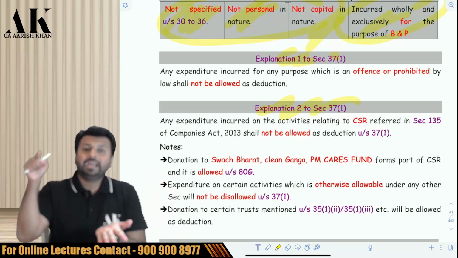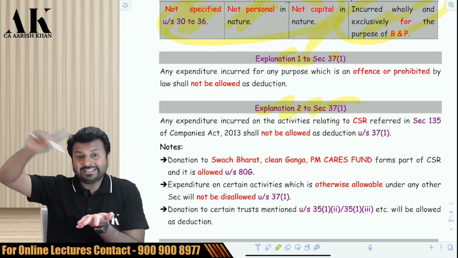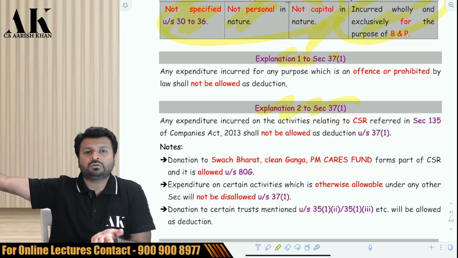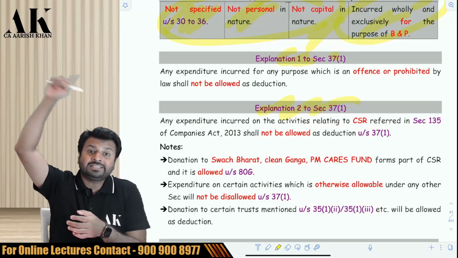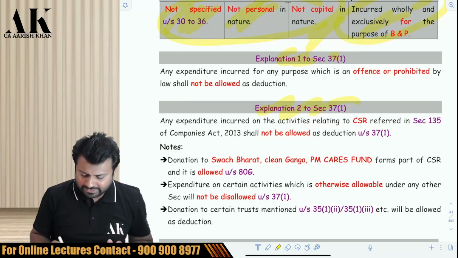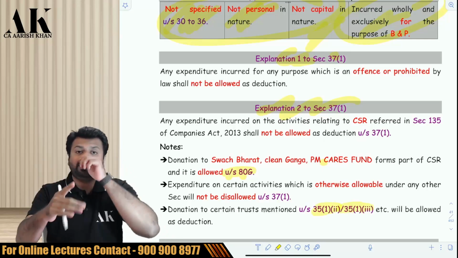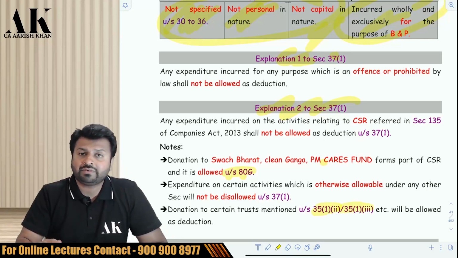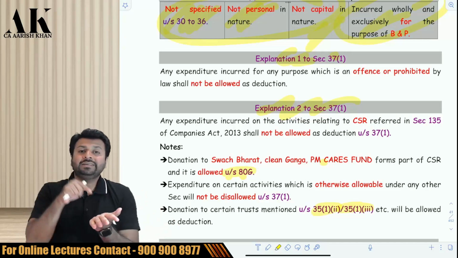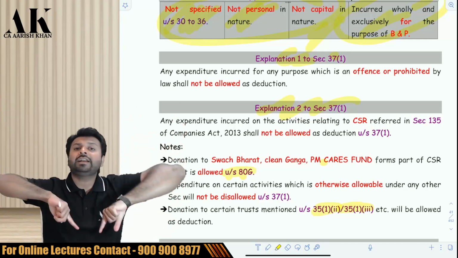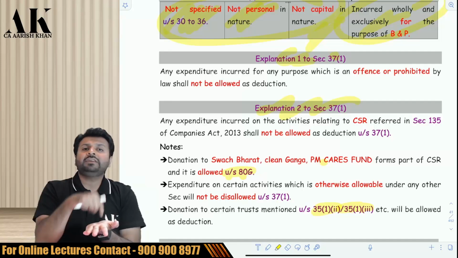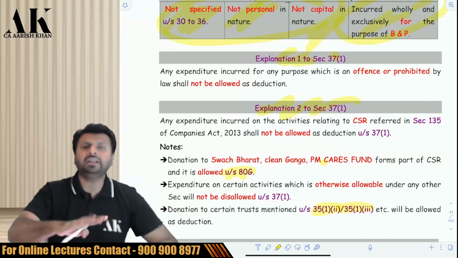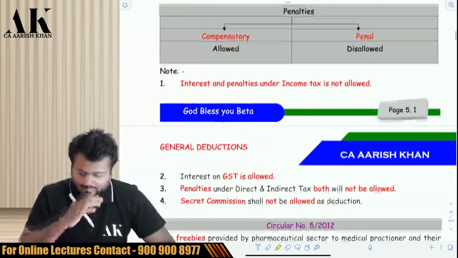But yes, if that CSR, which is considered as CSR in section 135 of the Companies Act 2013, is covered in some other section of income tax law like 80G, like 35(1)(2), 35(1)(3), then the government will not disallow 80G or 35(1)(2) or 35(1)(3). That is allowed. Moral of the story: if the CSR is not covered in some other deduction of income tax law and you are asking for the deduction of CSR under 37(1), then it will be disallowed for you. Okay, keep this in mind.